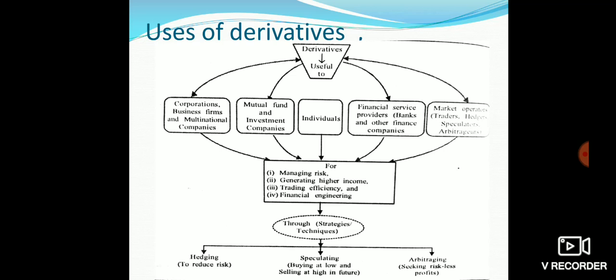Trading efficiency. So what is the efficiency in the trading? Let's say you have promised someone to deliver some products, correct? So to achieve that, you are going to enter into the derivative contracts and financial engineering.